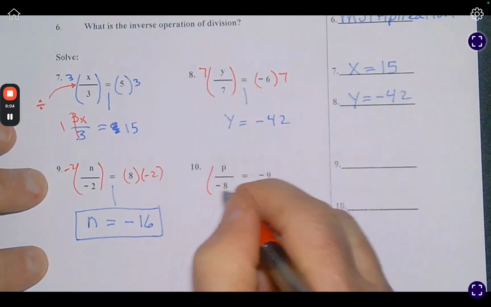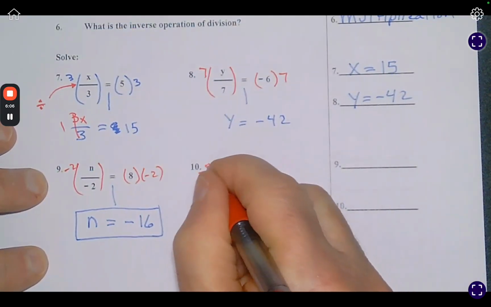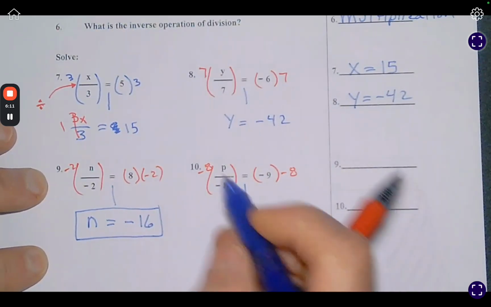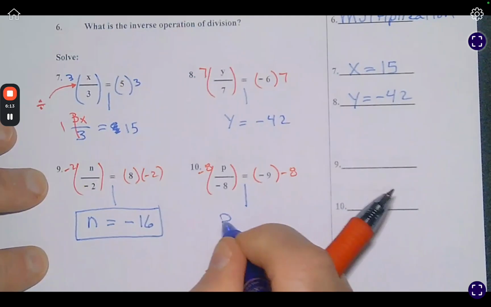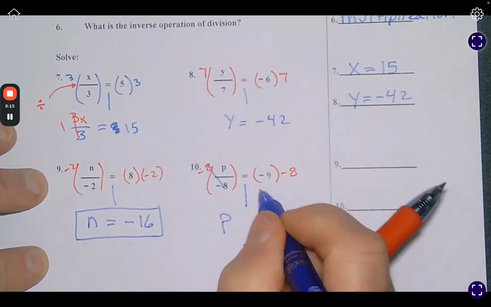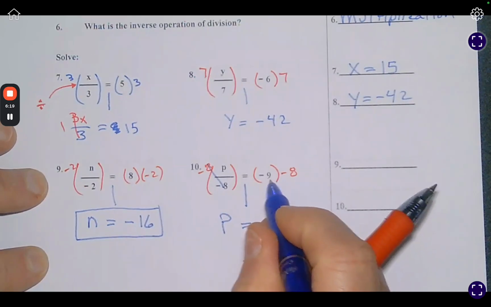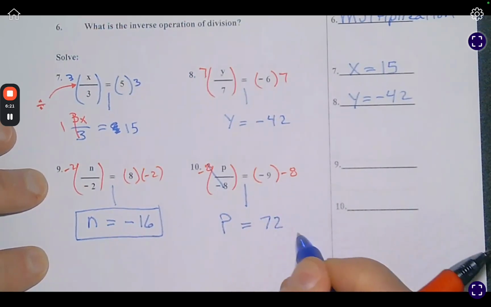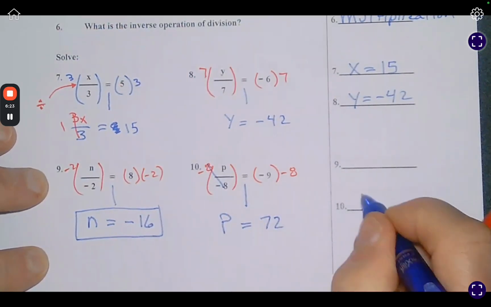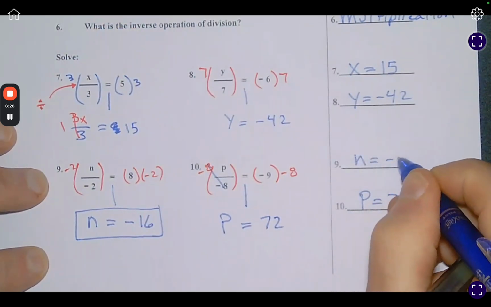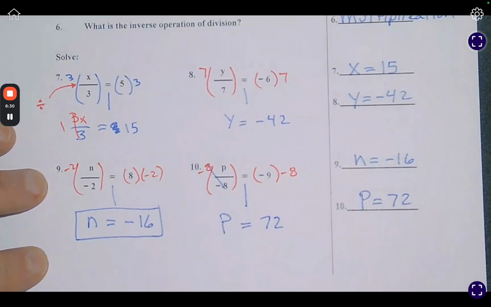All right, I'm going to multiply both sides by that denominator. That's negative 8. I'm going to multiply this side by negative 8. Negative 8 divided by negative 8 cancels out. Becomes 1. Negative times a negative is a positive. Let's go. And 9 times 8 is 72. So P equals 72. I'm going to write my answer in the answer column. It just looks so nice.